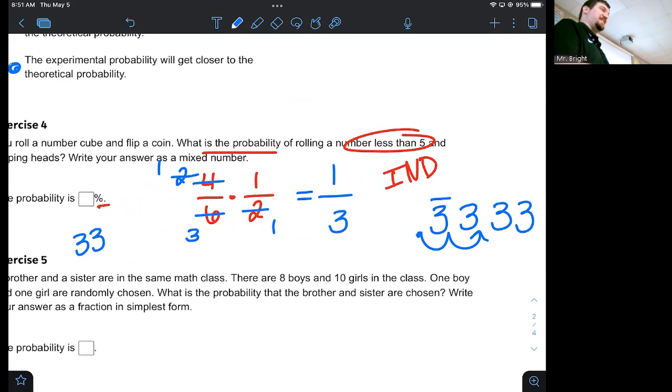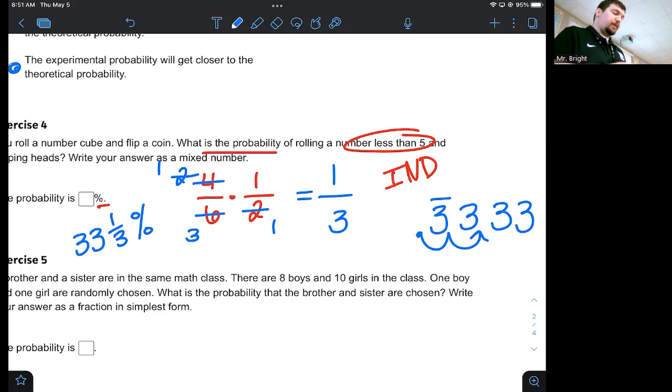33.3 repeating percent. But it says write your answer as a mixed number. Well, what did we just say 0.3 repeating was as a fraction? 1/3. So 33 and 1/3%. It's kind of a weird problem because the 1/3 fraction is actually still in the percent. 33 and 1/3 if you write it as a mixed number.